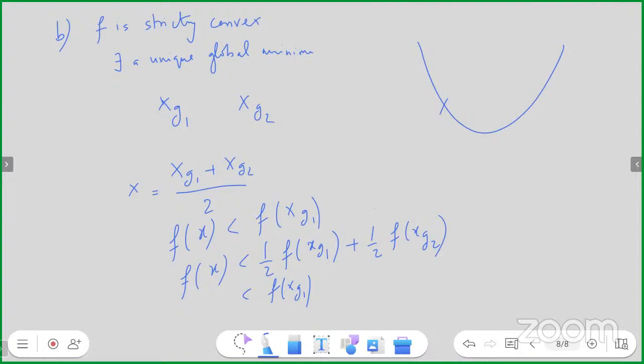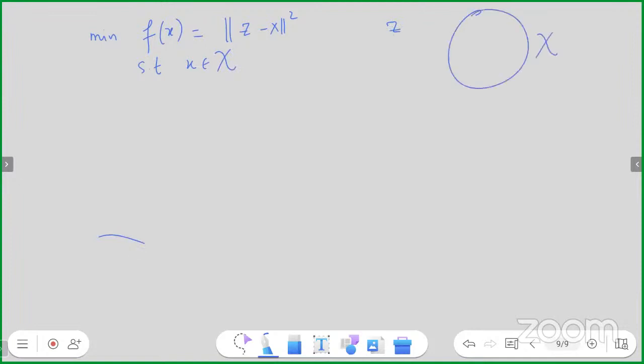Okay, so now come to the most interesting part of it: something about projection. It's really good for what we have learned. So minimize the distance. What are you given? You're given a point Z, and a convex set X, and you project it. That's what the minimization is.